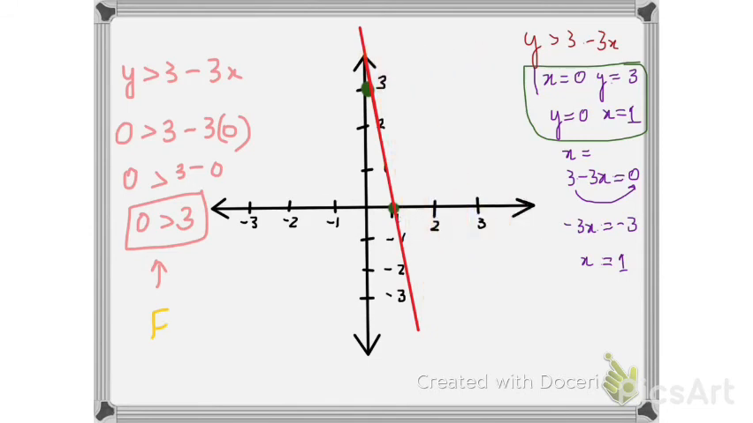This is if they want the wanted region. But if they want the unwanted region, here we got false. So if this is unwanted, we'll have to shade the true. So here we shade the true side, which is towards the region. So this is how we'll be solving it.